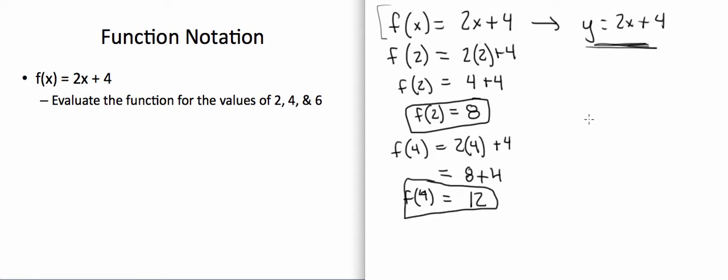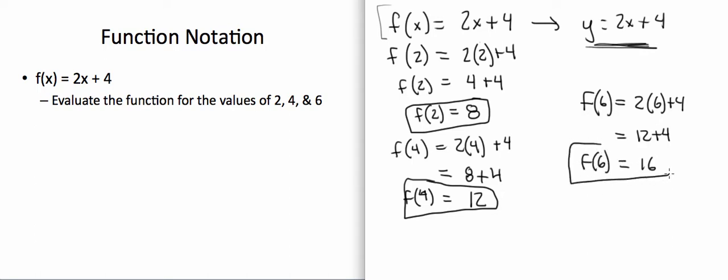And so in the last one we have f of 6 is equal to 2 times 6 plus 4, so that's equal to 12 plus 4, which is equal to 16. So that's f of 6 is equal to 16. So we have our three answers right here.